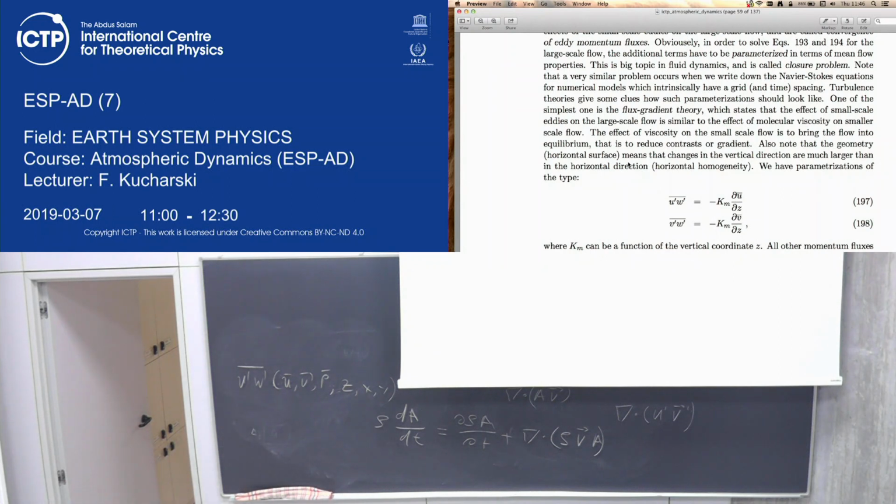The simplest version of a parameterization is what we just mentioned, this flux gradient theory, where we say, okay, the action of these eddies, of these eddy fluxes, should be that they try to reduce gradients in the mean flow. So one parameterization would be simply to say, okay, this is the coefficient times du by dz. If du by dz is 0, then this additional term becomes 0. Then the turbulence has reached its final aim. It has reduced the gradients in our mean flow system. With this parameterization, we can close the system.